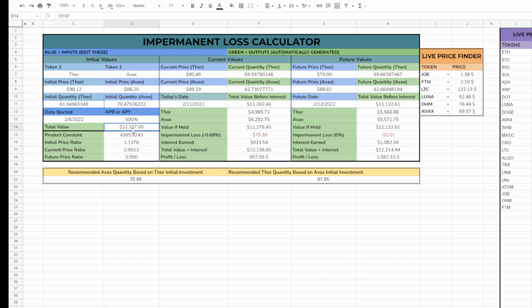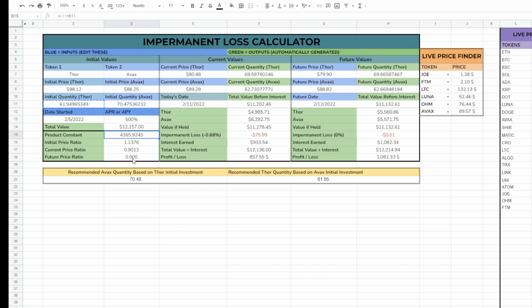First, I started with around total cash value $12,157. Some interesting things about impermanent loss calculations and liquidity pools in general. Liquidity pools are made up of an equal cash value of each token. So if your cash value of the total is 12,157, you just divide that by 2, and then use the dollar price of the token, and you end up getting the quantity of tokens that you should have on each side of that liquidity pair.